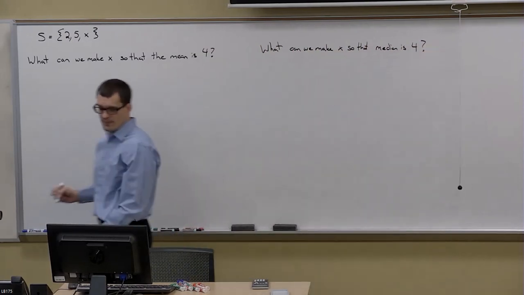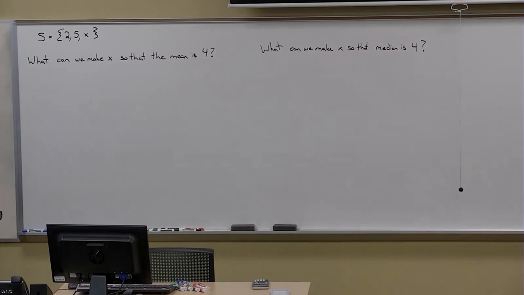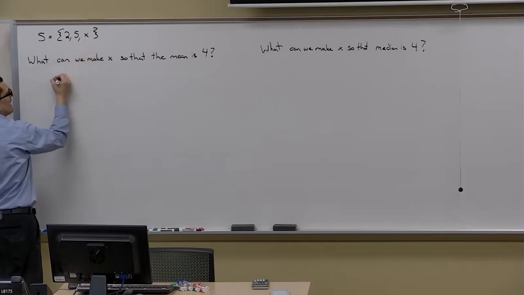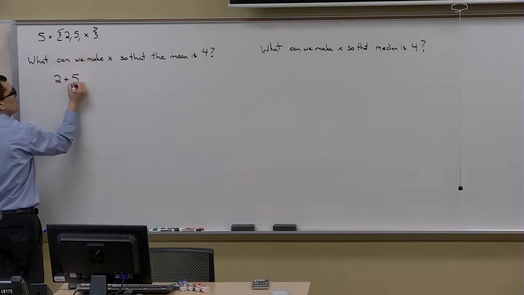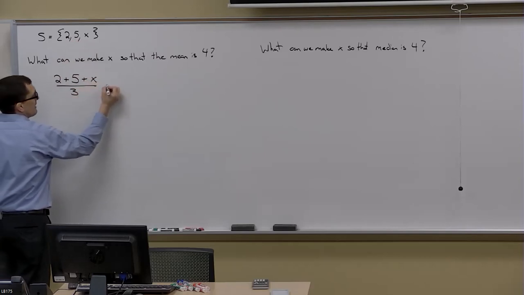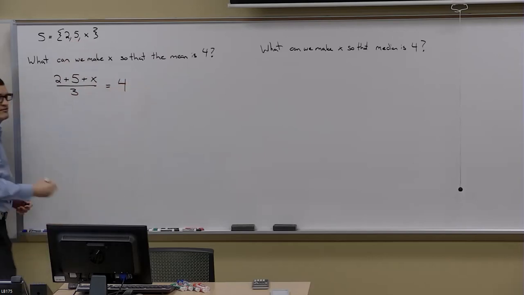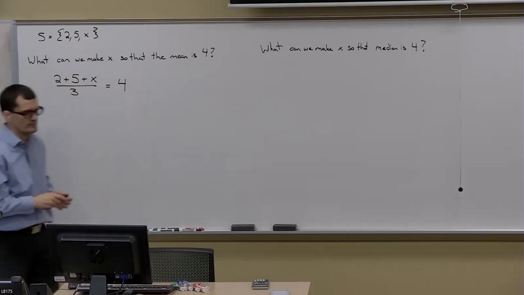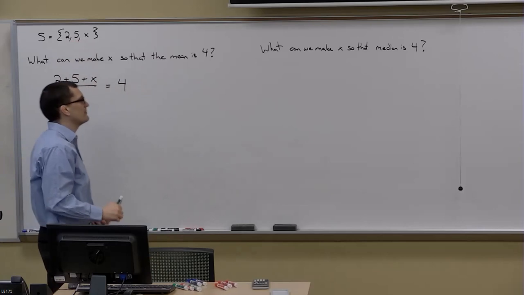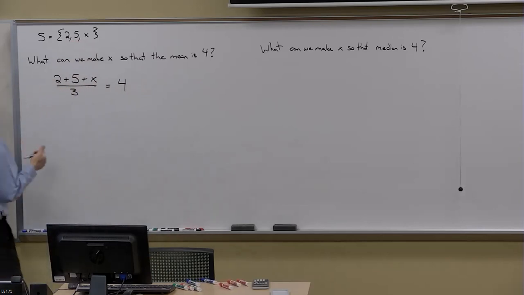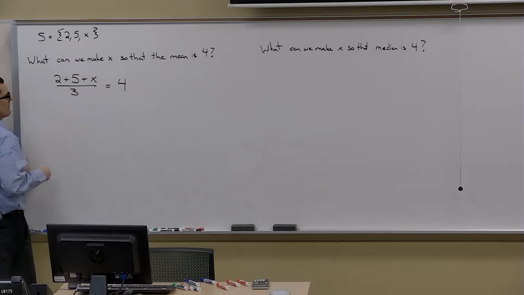All right. Let's start with the average, the mean. If I want the mean to be 4, what does that mean for a 3-value set? That means I'm going to add up 2 and 5 and x, then divide by 3, and that's how we get 4. Now, something I hope we've done, hopefully I'll rewrite this.